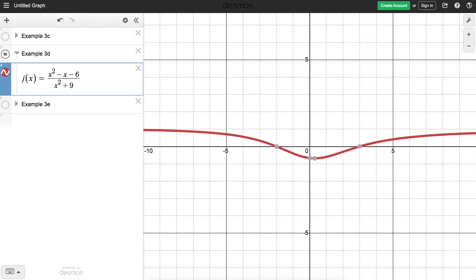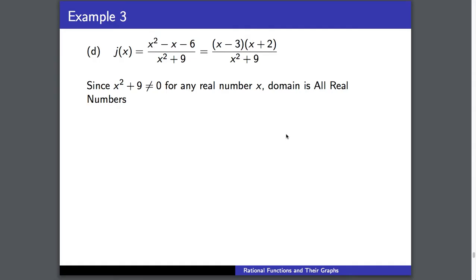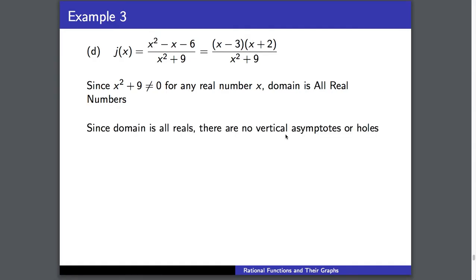So our function here, the domain's all real numbers, which means there aren't going to be any vertical asymptotes or holes in the graph. So those vertical asymptotes and holes are only for values that in the domain would cause the denominator to equal 0. So no vertical asymptotes and no holes. So there you go, it is possible.